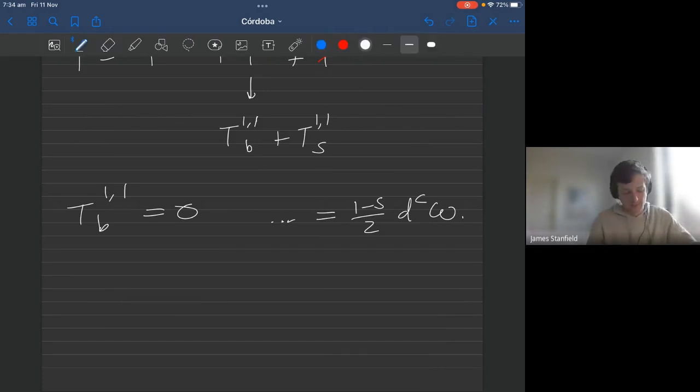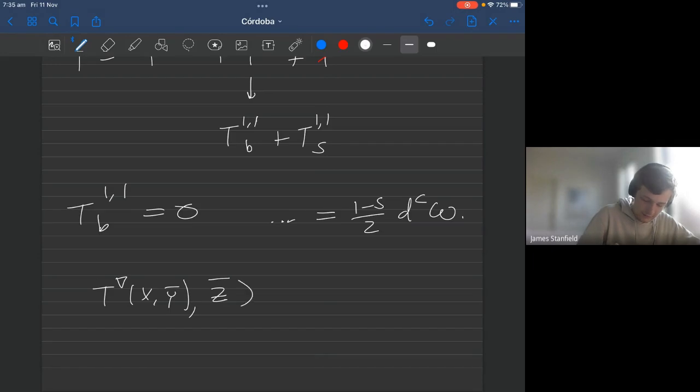Well, yeah, I would say any Hermitian connection is determined by the 1-1 part, so it's determined by this part of the torsion. And it's just a bit of algebra to show that. And what you do is prescribe this Z bar.